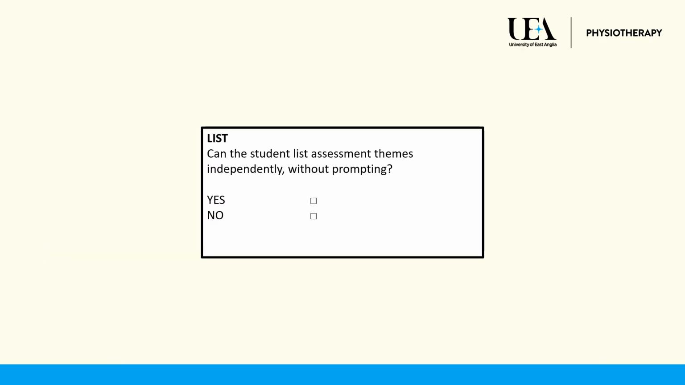The next cue card is List, and this tries to identify whether or not the student can list assessment themes independently without prompting. So beforehand, by giving them the word bank, you are prompting them and they simply have to look at the sheet and see which ones count. However, in this instance, they would be asked, please name me some subjective assessment themes, and they would have to do that, recalling the information independently.